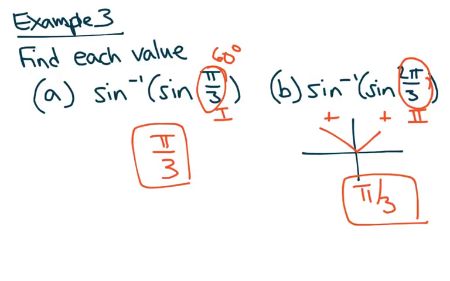So in other words, if the angle you're given would result in a positive answer, you're going to be working in quadrant 1. But if the angle you're given would result in a negative answer, then you would be working in quadrant 4. And you just need to know the reference angles.